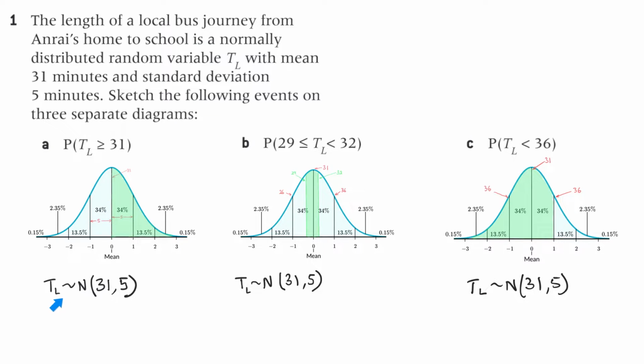I've written it down here as it's distributed normally. Remember, that's the mean. This is the standard deviation. It's the same for all because that all comes from here. 31 minutes is the mean and the standard deviation is 5 minutes. Now this is what we know. Remember, one standard deviation from the mean is about 68% of values, and 2 standard deviations away from the mean is 13.5% plus 34% on either side of the mean.